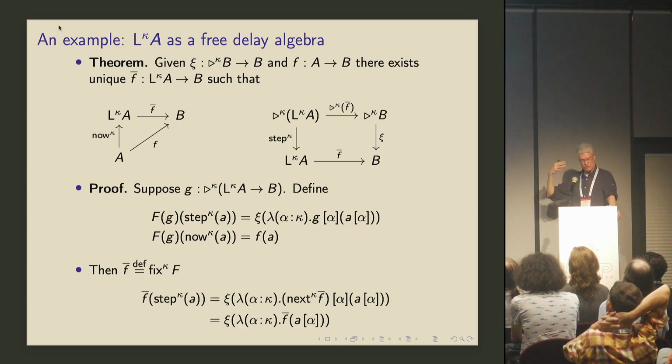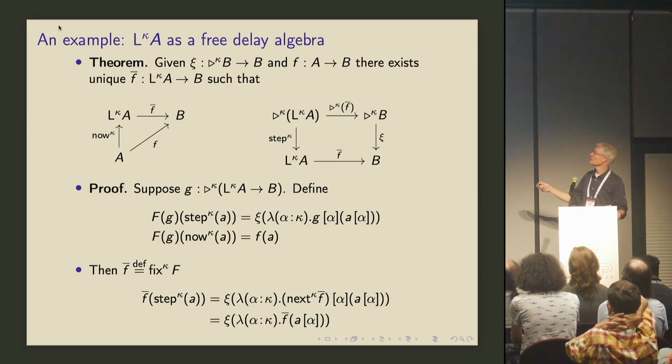And so we need to prove existence and uniqueness, and both of them are proved by guarded recursion. So existence: if I want to construct this f bar here, I do it by guarded recursion. So I assume that I have something later, and then I need to construct something of this type here. And I'll call that capital F of g. And there are two possible things that can be in here. It's a now. If I have a now of a, I just apply f to it, and that's the only thing I can do to satisfy this equation up here.